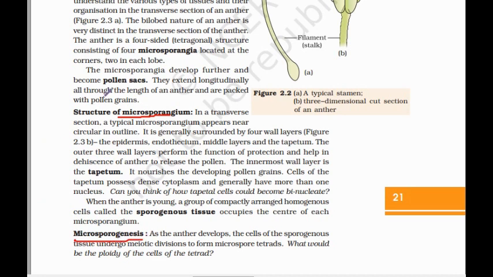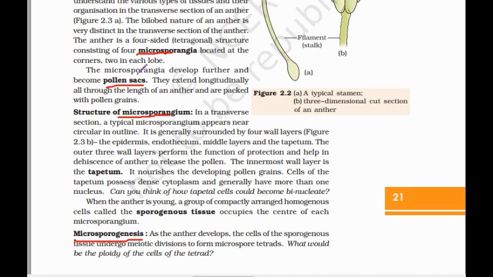microsporogenesis. So, microsporangium. We have already discussed in the previous class that microsporangium is the singular form. The plural form is microsporangia. This word, microsporangia, is basically used for the young anther. In the young anther, microsporangia are formed, and later on these microsporangia form the pollen sacs or pollen chambers.